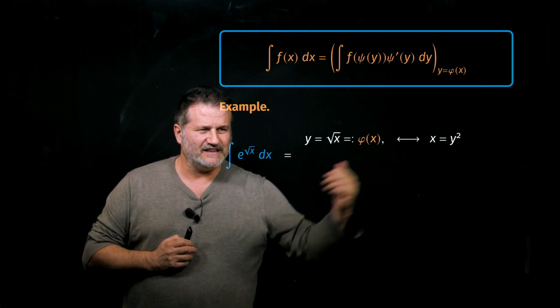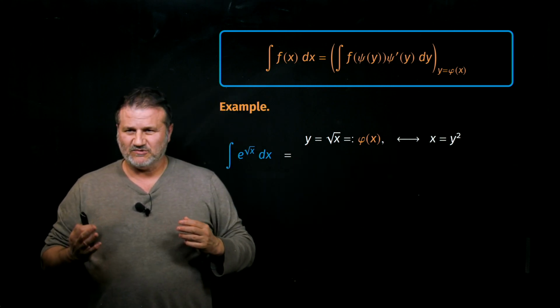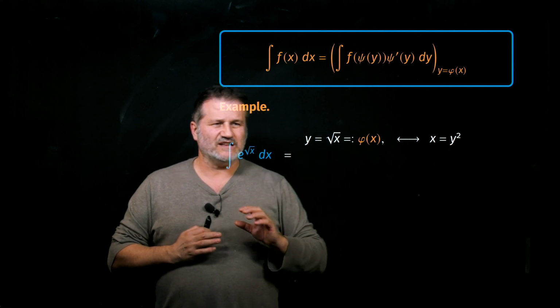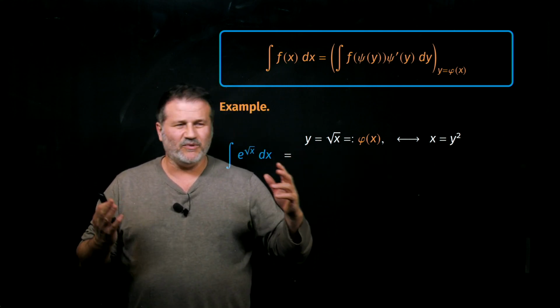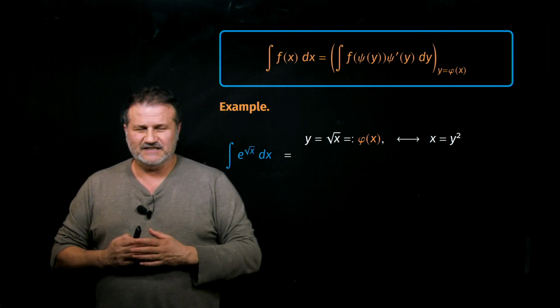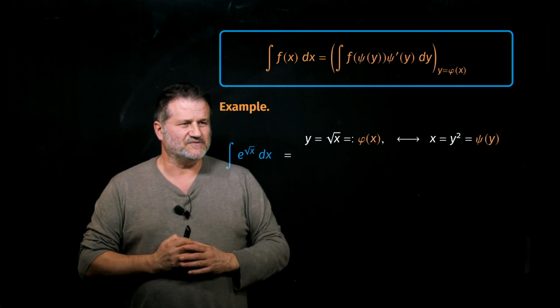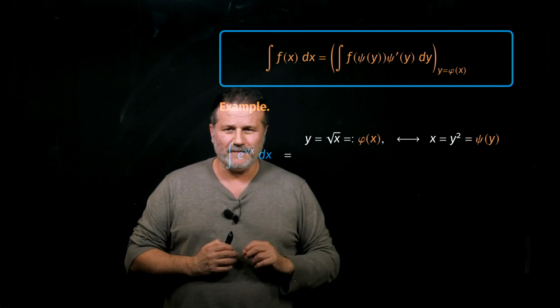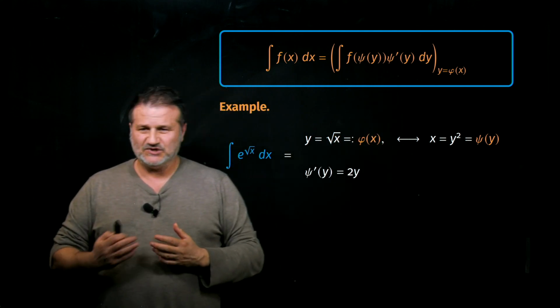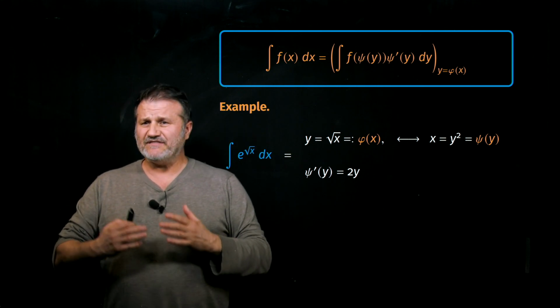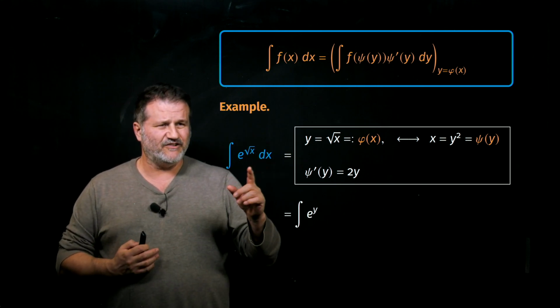We need the inverse function of this, so we need to express x as a function of y, and this can be done easily. x is equal to y squared. That's exactly a one-to-one correspondence because x must be positive, and when x and y are positive, the square is invertible, and this is a bijection. So this is the function psi of y. We need the derivative of this function, which is easily 2y. So we have now all the ingredients to apply the formula.